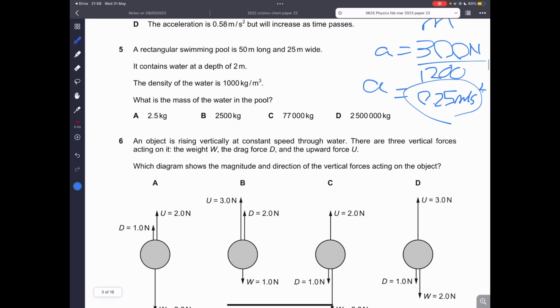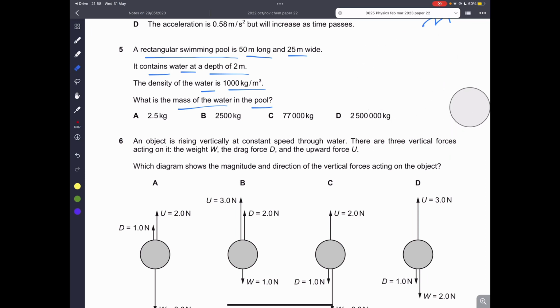Now moving on to question number 5. A rectangular swimming pool is 50 meters long, 25 meters wide. It contains water at a depth of 2 meters. The density of the water is 1000 kilograms per meter cubed. What is the mass of the water in the pool?